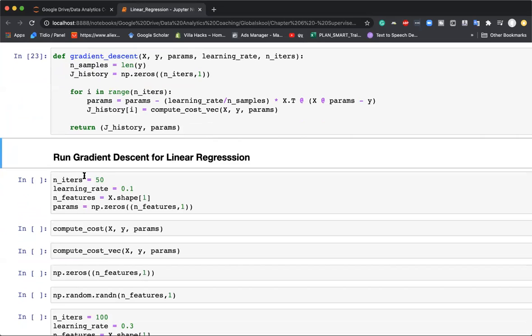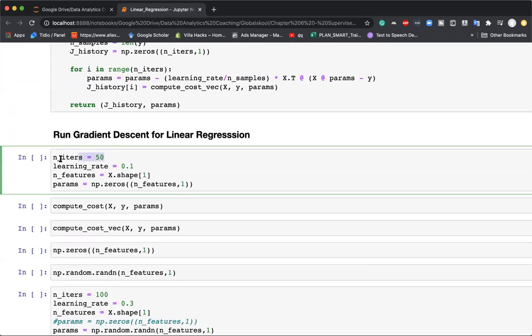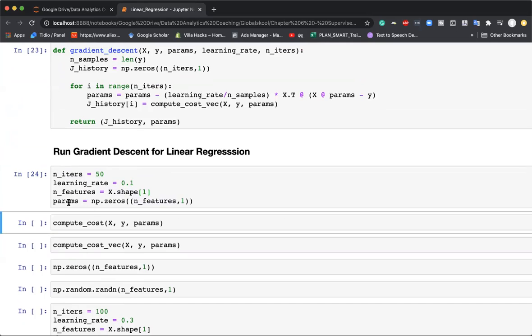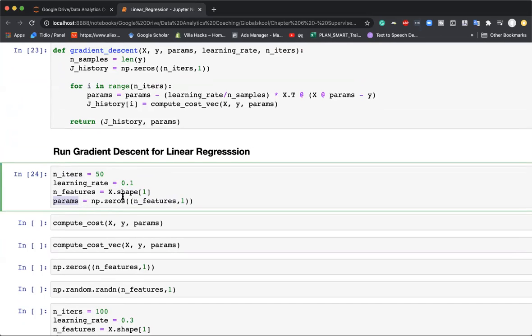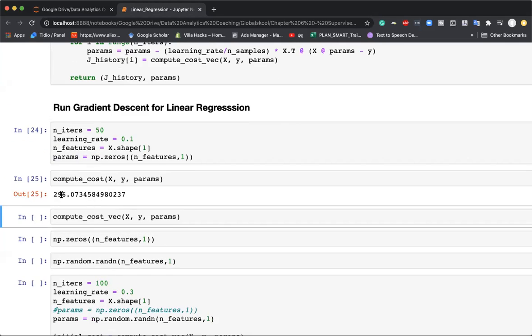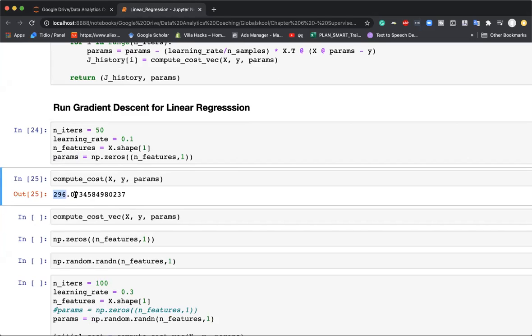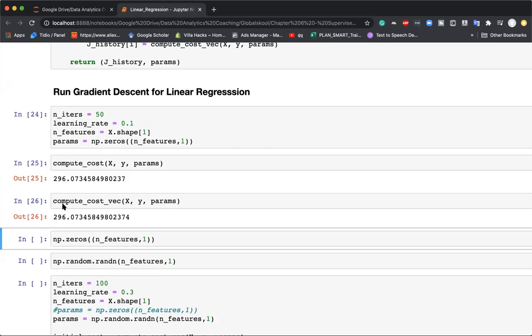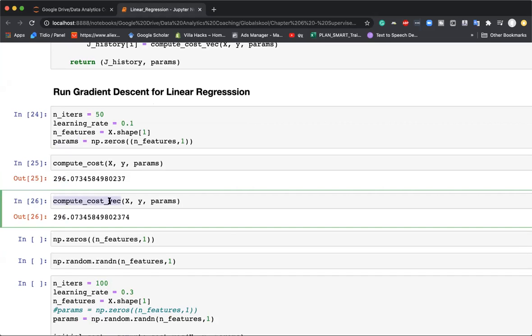Now, when we go to this implementation, let's start with 50 iterations with a learning rate of 0.1. We will see the number of features, and we'll create our initial parameters. These are our initial parameters, which we started with all zeros. We will compute the cost for these parameters. When all of our parameters are 0, our cost comes out to be 296. Our hope is that as we train these parameters, our cost will keep on reducing. Now we will also see our compute cost in the vectorized form, and that gives us exactly the same answer. We will use this because it is faster.